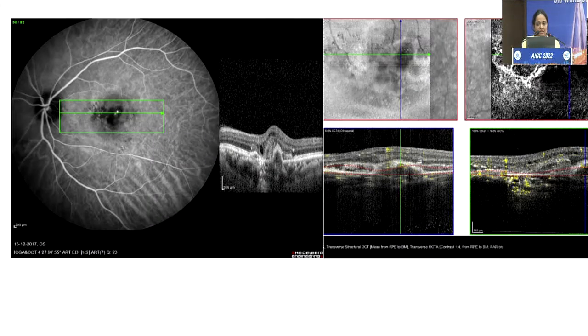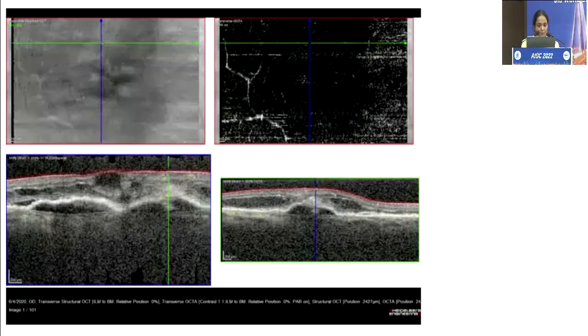So this is another case. My opponent may say polyps are not visible, but I can find polyps on OCTA. This is the ICGA, and here you see these beautiful polypoidal lesions corresponding exactly to the ICGA, showing the polyps.